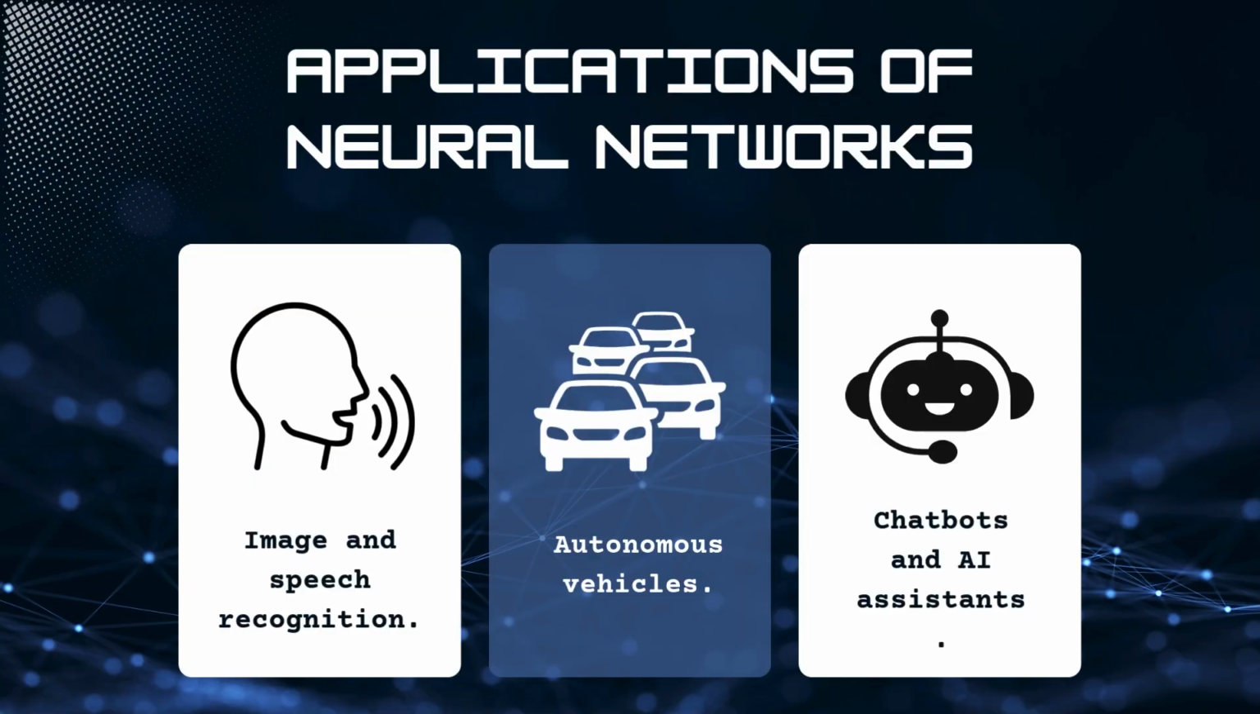This is the application of neural networks. The first one is image and speech recognition. It is used for facial recognition or Face ID and voice assistants, just like Siri and Alexa. The second one is autonomous vehicles. It helps self-driving cars detect obstacles and make decisions. And next is chatbots and AI assistants. It enables human-like conversation in AI-driven applications like customer service bots.